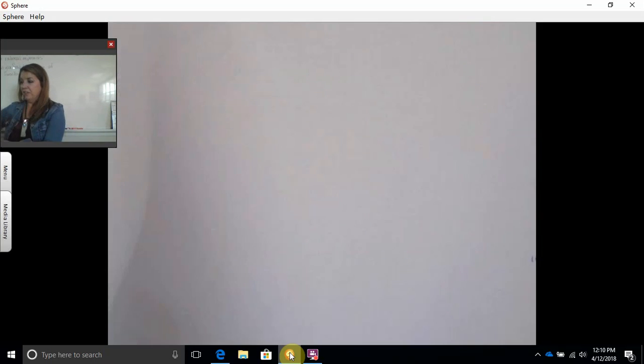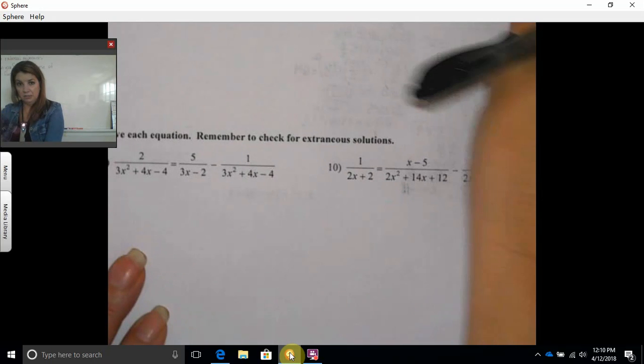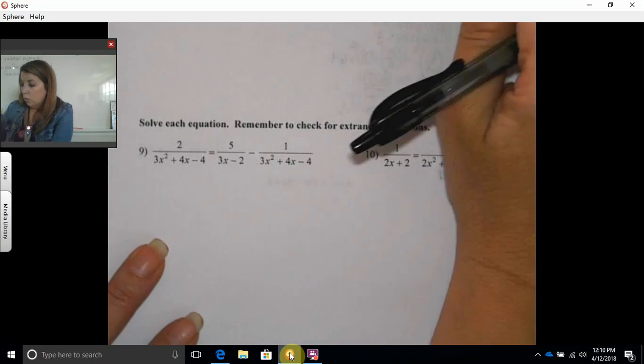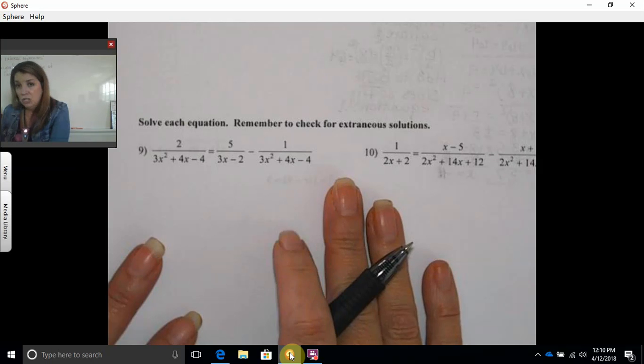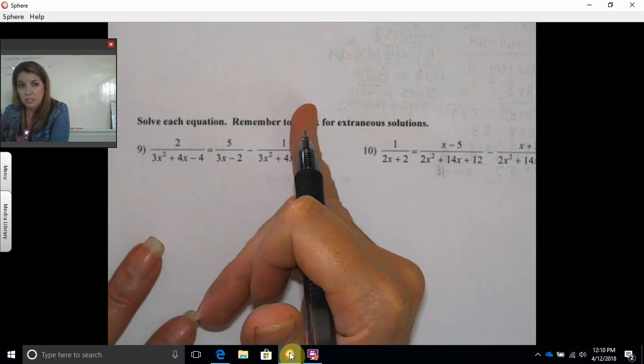Okay, y'all's favorite. 9 through 14. These are rational equations. When you're solving rational equations, you want to get rid of your fractions, okay? So to do that, you have to multiply every single term by the least common denominator.